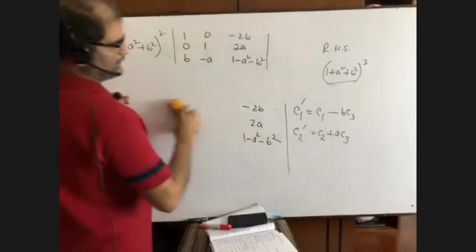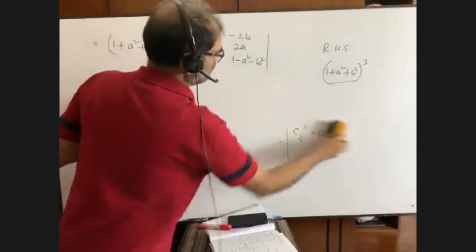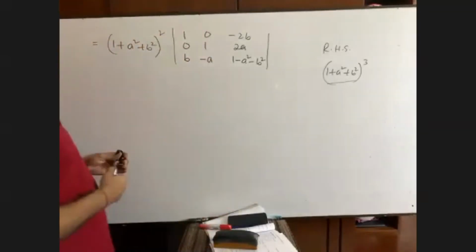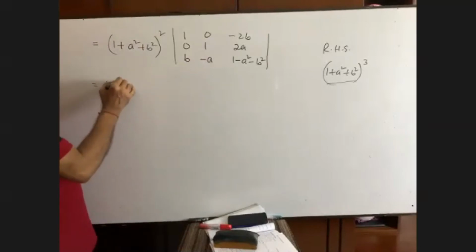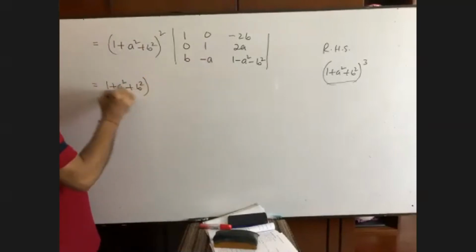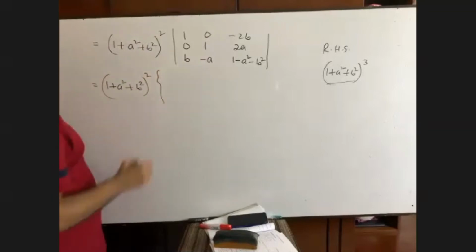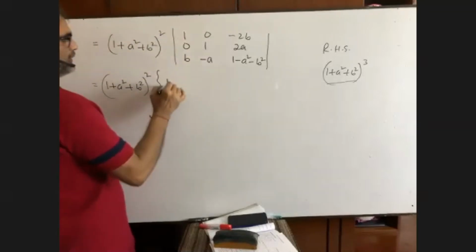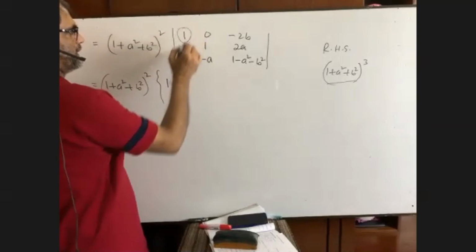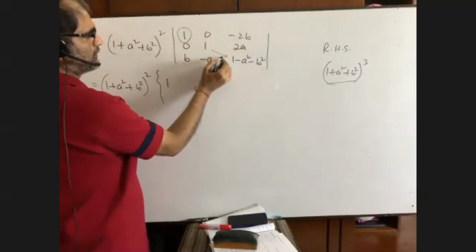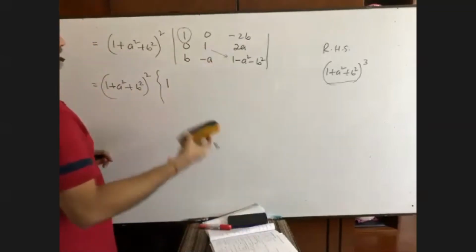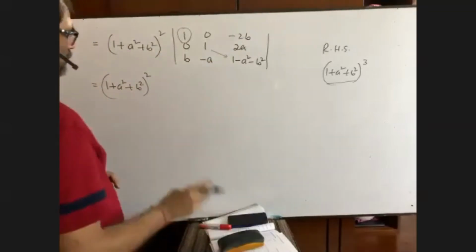Actually, we don't have any other option, but we have to expand. That means 1 plus a square plus b square whole square. In the second bracket, we are considering 1, this one. If we consider this one, this and this will be omitted, so we'll be left with this. Okay, very good. Perhaps you may not understand, so I am going to show it.